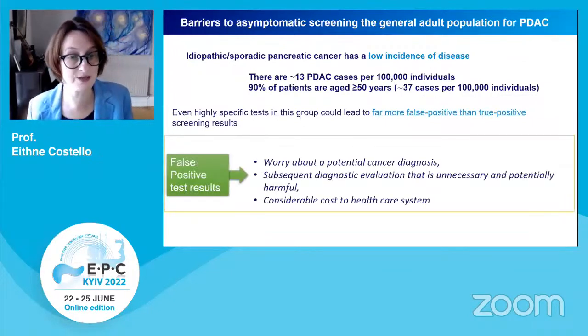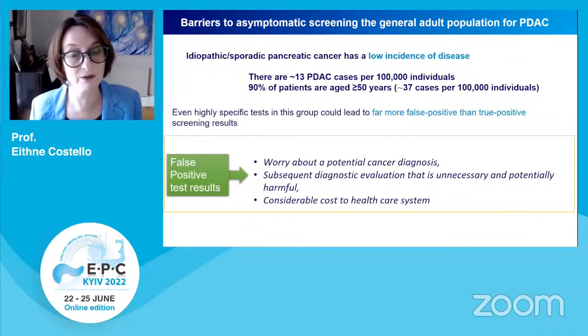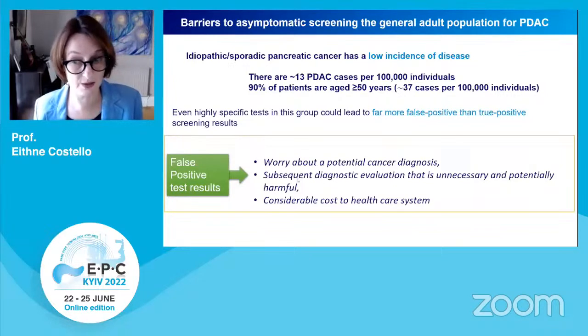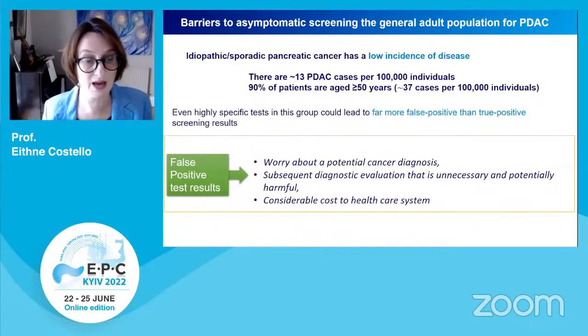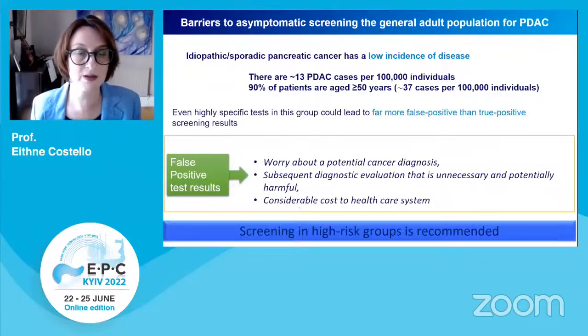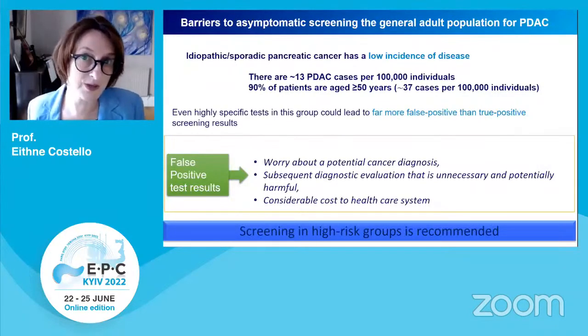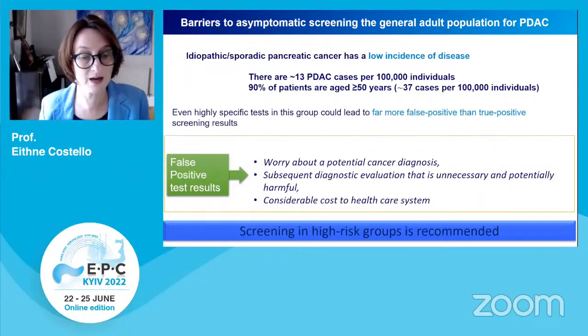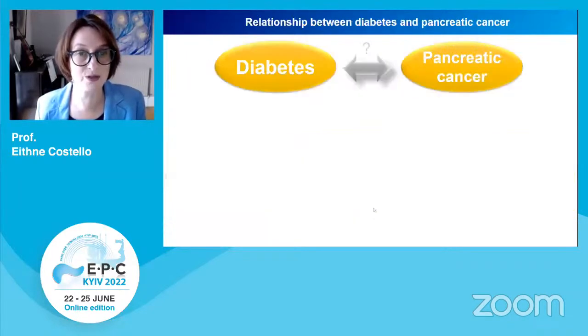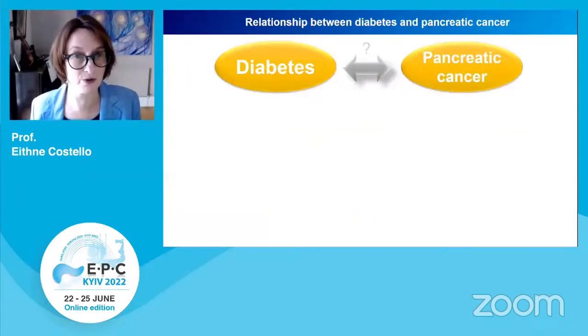And false positive test results cause worry for the individual who's been given that result. They require subsequent diagnostic evaluation that is unnecessary and potentially harmful. And of course, they come with considerable cost to the healthcare system. So while screening in the asymptomatic adult population is not possible at the moment, screening in high-risk individuals is recommended. And the high-risk group that I would like to focus on today is new onset diabetes.